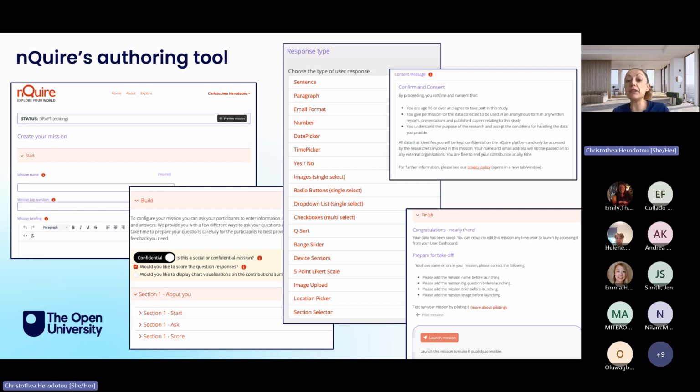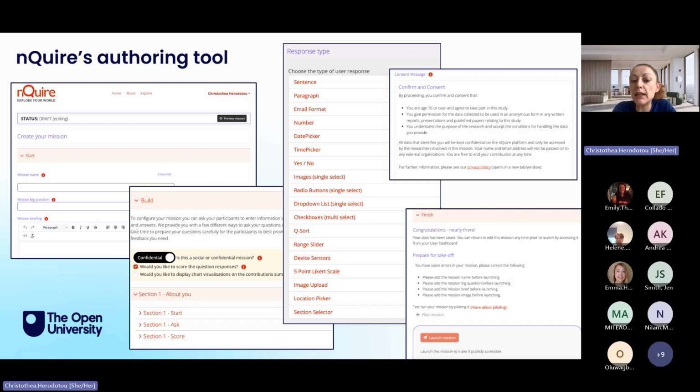Having said that, we had studies with younger people, and the way these work is that to take part, you need to do it with a guardian or a teacher. Also, the consent form can be customized based on the requirements of the ethics body you are getting approvals from. The last step, and probably the one that goes to the scientists or the researchers behind the nQuire platform, is where you do the piloting, you improve your study, and you are ready to launch it.